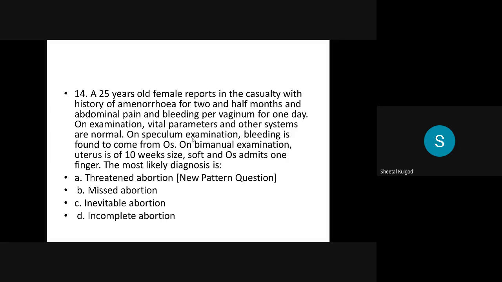On examination, the vital parameters and other systems are normal. On speculum examination, bleeding is found to come from the os. On bimanual examination, uterus is of 10 weeks size, soft, and os admits 1 finger. What is the most likely diagnosis? Is it threatened abortion, missed abortion, inevitable abortion, or incomplete abortion?